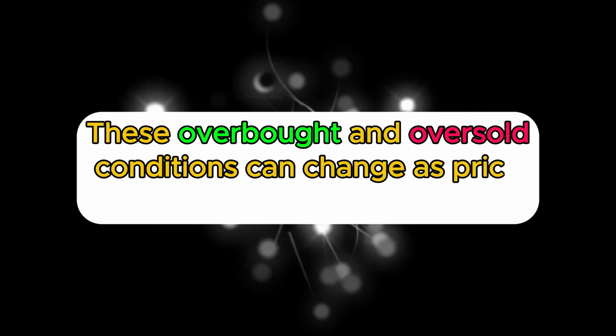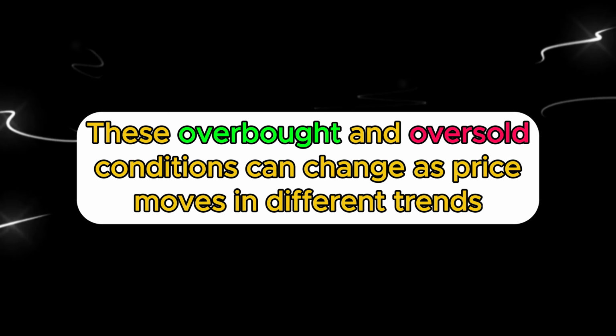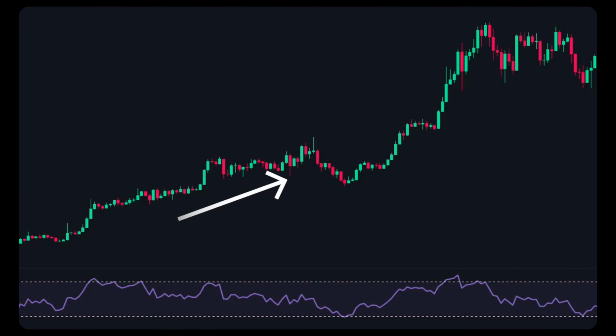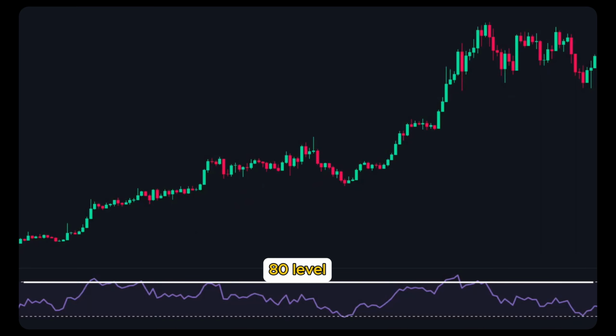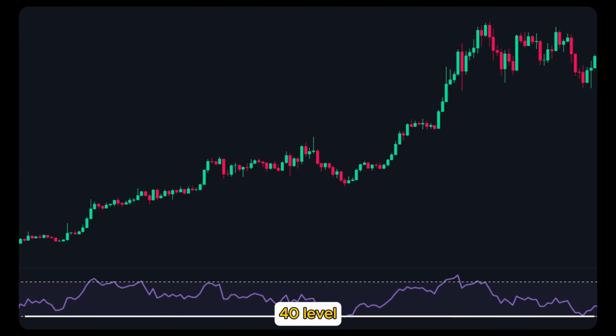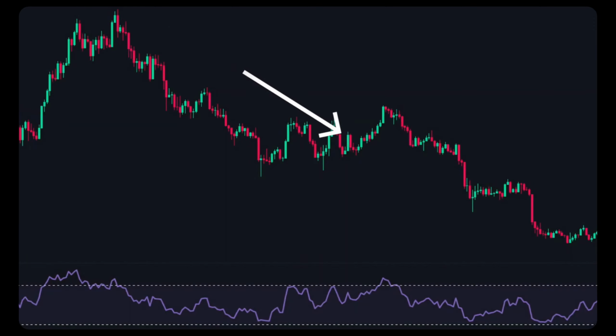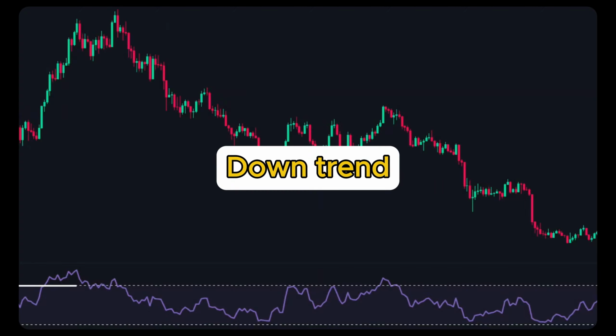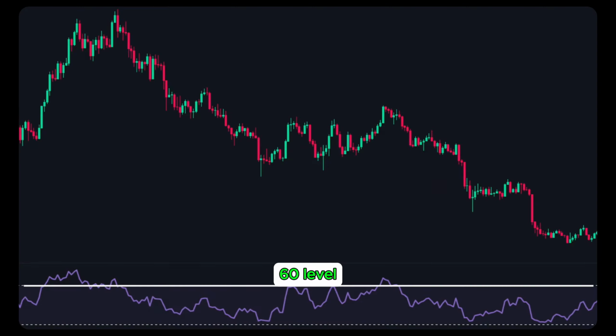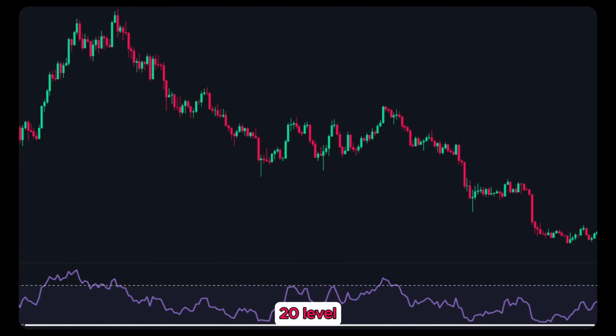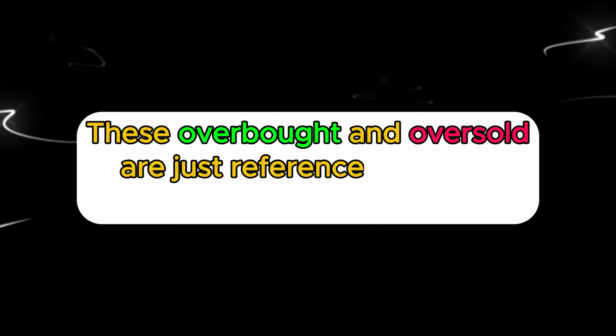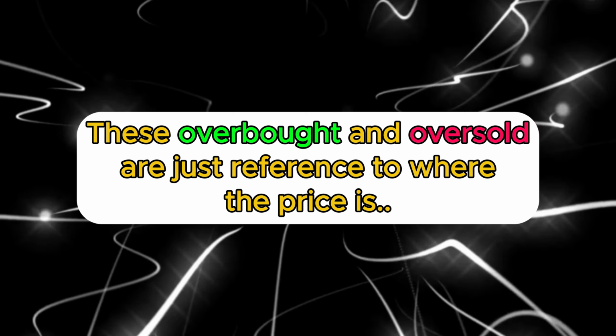However, these overbought and oversold conditions can change as the price moves in different trends. For instance, in an uptrend, the overbought zone moves from 70 to 80. Similarly, the oversold zone moves from 30 to 40. On the other hand, in a downtrend, the overbought zone comes down to 60 and the oversold zone moves down to 20.